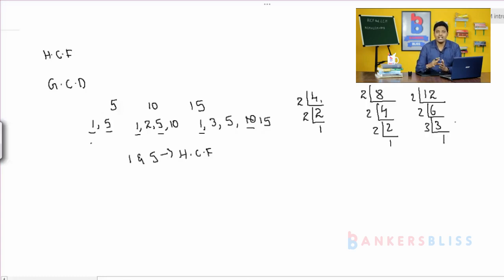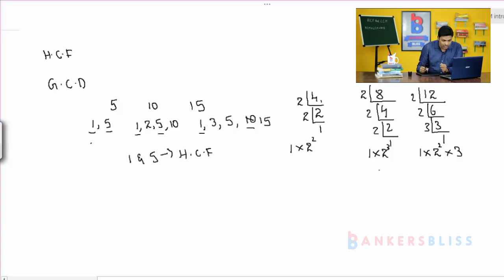So, we have identified the prime factors of all the three numbers. The prime factors for 4 are 1 and 2, for 8 also 1 and 2, and for 12, 1, 2 and 3. So, we can write 4 as 1 into 2 square. For 8 we can write it as 1 into 2 cube, and for 12 we can write it as 1 into 2 square into 3. Among the three I have to identify the common and it should be the highest one. So, 1 is common as well as 2 square is common.